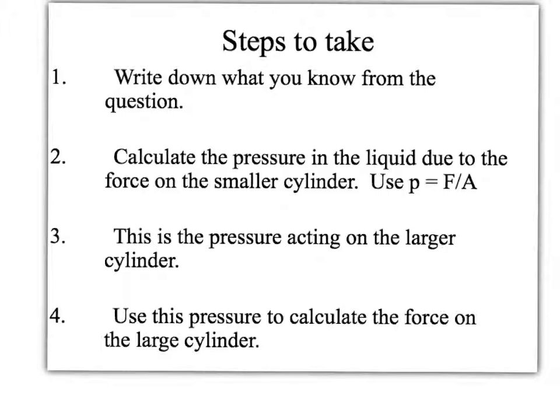Calculate the pressure in the liquid due to the force on a small cylinder using the equation P equals F over A, where P is pressure, F is force, and A is area. Then you need to realise that this pressure is the same pressure acting on a larger cylinder, because liquids are virtually incompressible. It means the pressure is the same throughout. Once you realise that, you can use this pressure to calculate the force on a larger cylinder. Now you may want to pause the recording to have a go at this calculation yourself, or you might want to listen to the rest of the recording for me to show you how to do it.